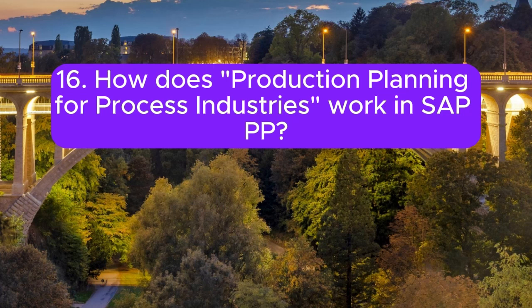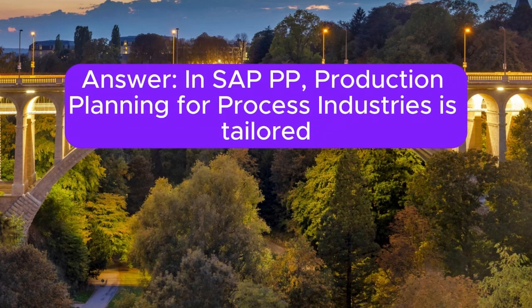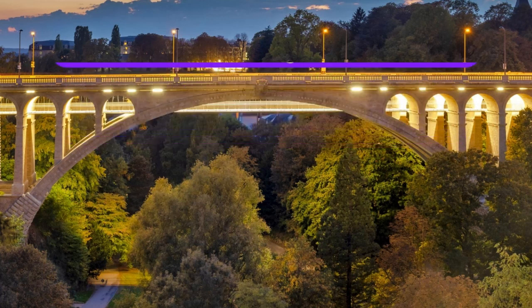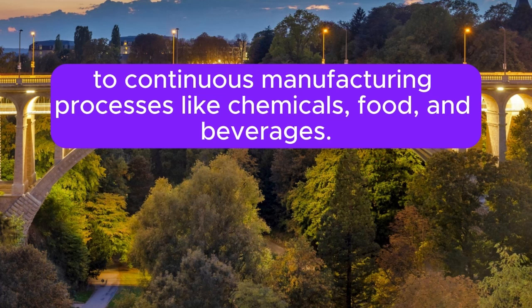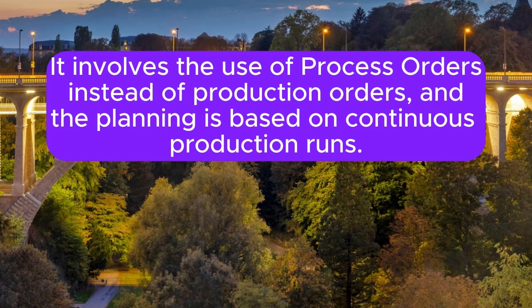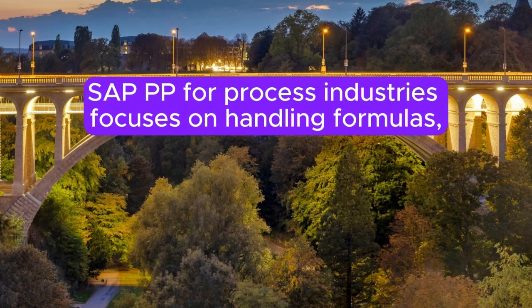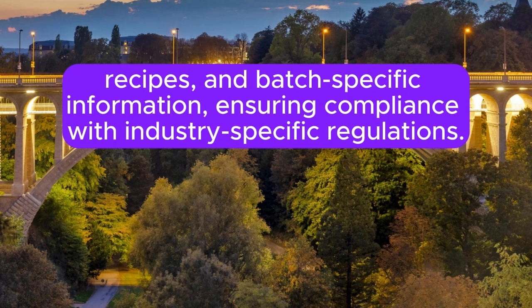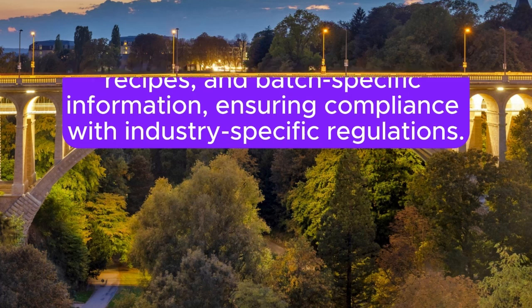16. How does production planning for process industries work in SAP PP? Answer: In SAP PP, production planning for process industries is tailored to continuous manufacturing processes like chemicals, food, and beverages. It involves the use of process orders instead of production orders, and the planning is based on continuous production runs. SAP PP for process industries focuses on handling formulas, recipes, and batch-specific information, ensuring compliance with industry-specific regulations.